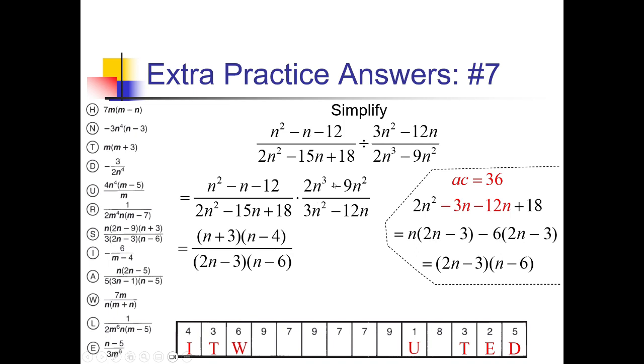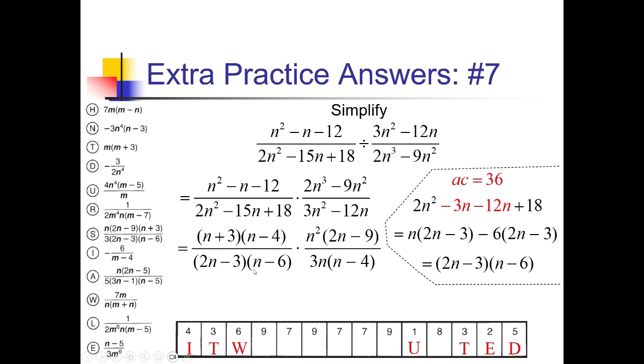In the upper right, I can take out an n squared. That leaves me with a 2n minus 9. And I'm not going to be able to do anything more on that one. Down here in the lower right, I can take out a 3 and an n, leaving me with n minus 4. And let's see what I can cancel out.